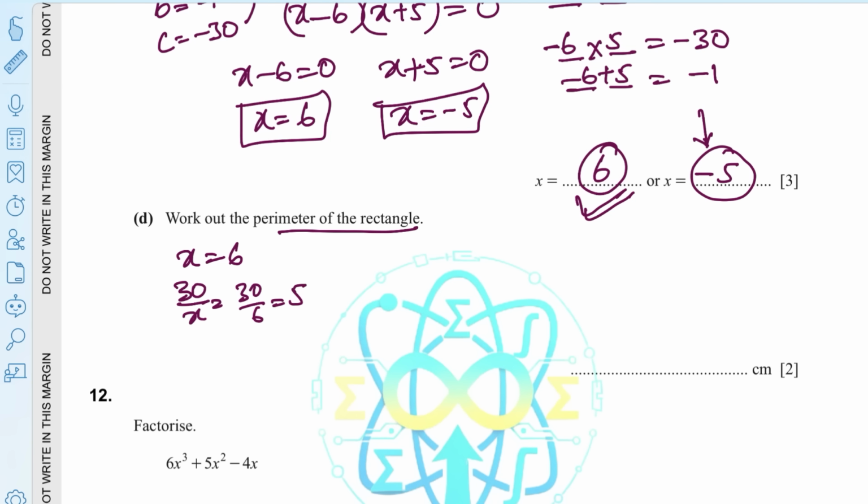Clear? Now how to find the perimeter? Simply we add the length and width plus length and width. So I think it will be 22 centimeters. You can check this: 6 plus 5 is 11, 11 plus 6 is 17, 17 plus 5 is 22. Got it? Yes.